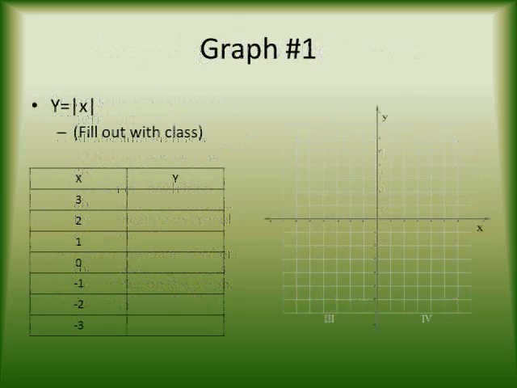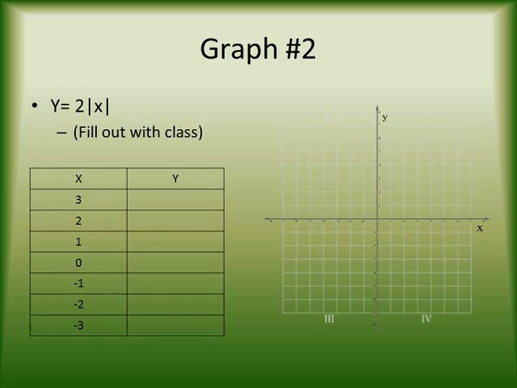So, graph number 1, we have y equals the absolute value of x. So the y values are going to be 3, 2, 1, 0, 1, 2, and 3. When we graph this, we get an exact V in the middle of our graph that starts at 0, 0 and goes at a 45-degree angle to the right and the left.